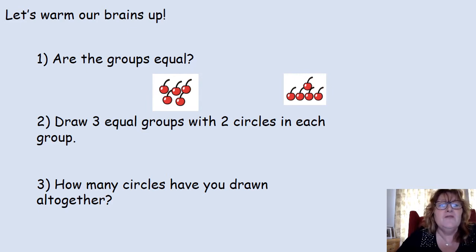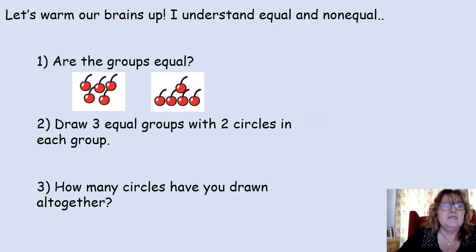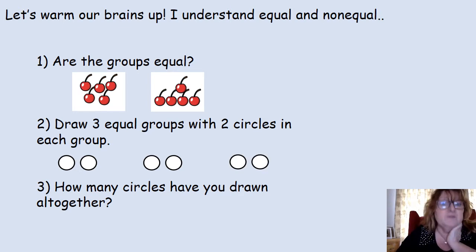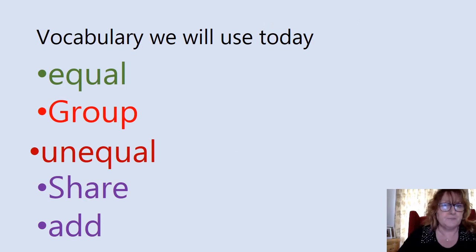Question number 1. There are 5 cherries in each group. Well done. So, question number 2. Draw 3 equal groups with 2 circles in each group. 1 group of 2 circles, 2 groups of 2 circles, and 3 groups of 2 circles. How many circles have I got altogether? You've drawn 6, haven't you? 2, 4, 6. Well done. Vocabulary that we are going to use today: equal, group, unequal, share, add.